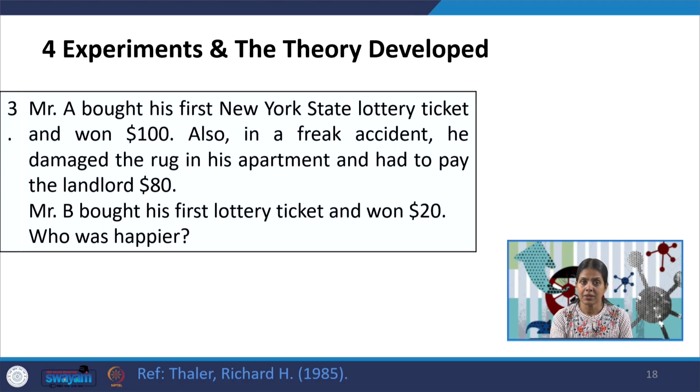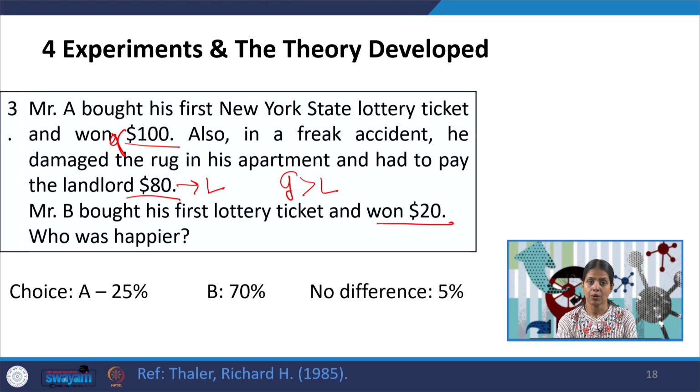The third experiment: Mr. A bought his first New York State lottery ticket and won $100. Also, in a freak accident, he damaged the rug in his apartment and had to pay the landlord $80. So, there are two things happening in Mr. A's life. One is a gain, another one is a loss. The gain is greater than the loss. Mr. B bought his first lottery ticket and won $20. Who was happier?